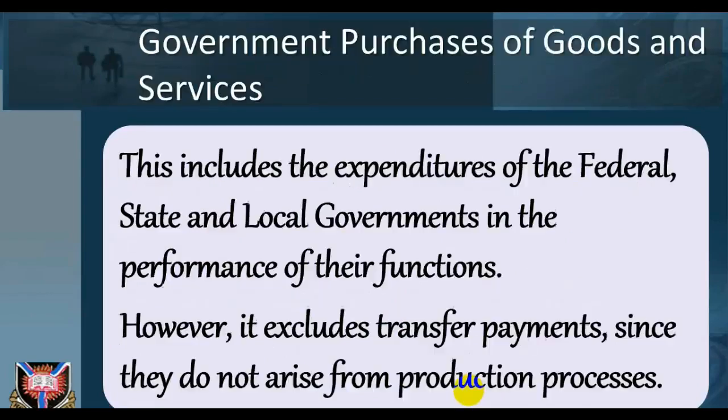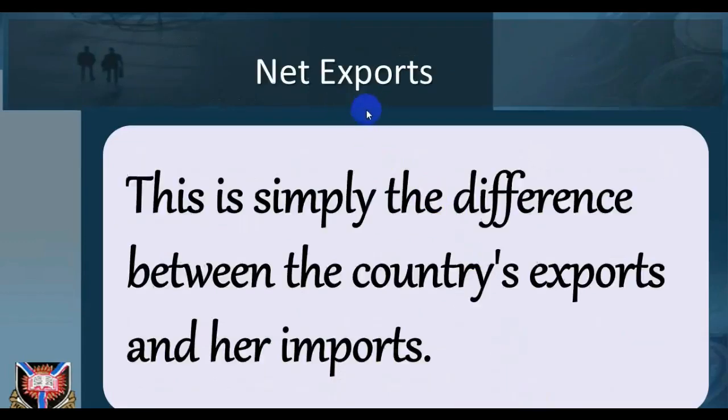Number 3 now, government purchases of goods and services. This includes the expenditure of the federal, state, and local governments in the performance of their functions. However, it excludes transfer payments since they do not arise from production processes. 4. Net export. This is simply the difference between the country's export and import.